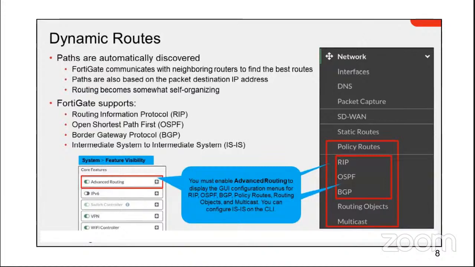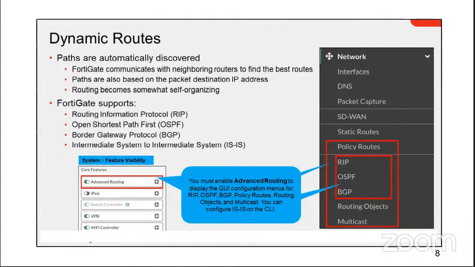Okay, dynamic routes. That's the place where you make use of dynamic routing protocols. Paths are automatically discovered. Again, this is CCNA basics, but that's the job of a dynamic routing protocol. FortiGate communicates with the neighboring routers to find the best route, if it's OSPF or BGP, whatever it is. Paths are also based on the packet's destination IP. Routing becomes somewhat self-organizing. FortiGate supports RIP, OSPF, BGP, and ISIS.